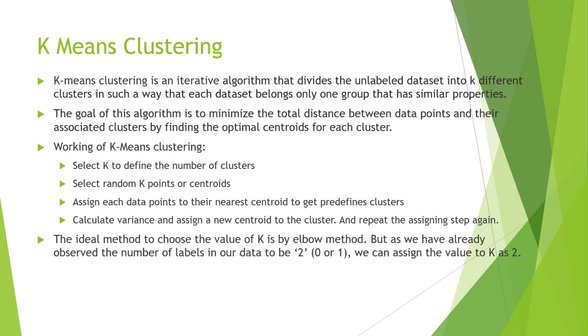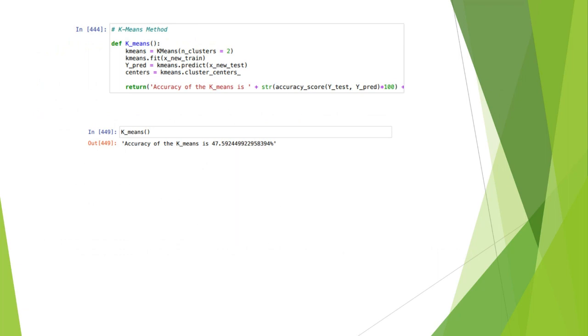The ideal method to choose the value of k is the elbow method, but we have already observed the number of labels in our data to be 2, that is 0 or 1, so we can assign the value of k as 2. This is the code we have used. We first define the k-means function, and then we define the model for 2 clusters. Here we are predicting the data, and then calculating the accuracy, and in the case of k-means, we are getting the accuracy as 47.592.